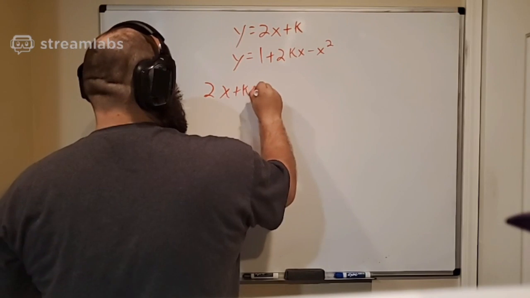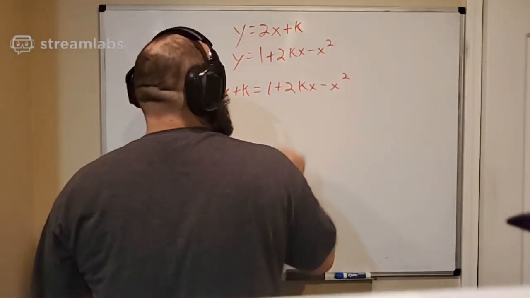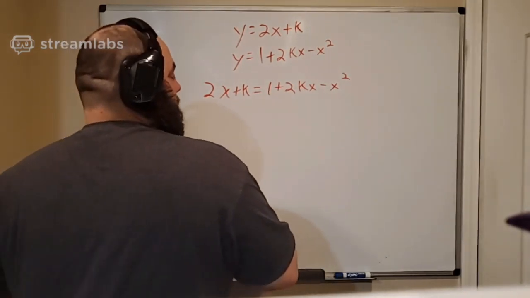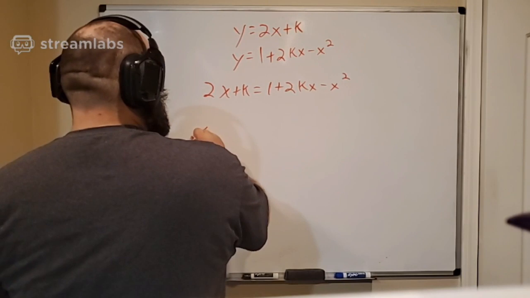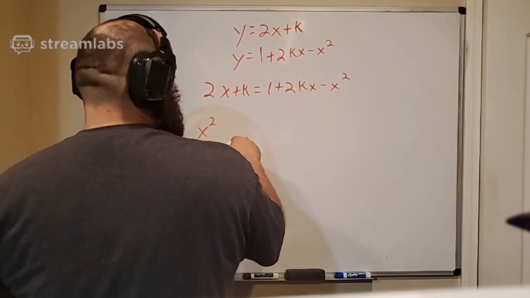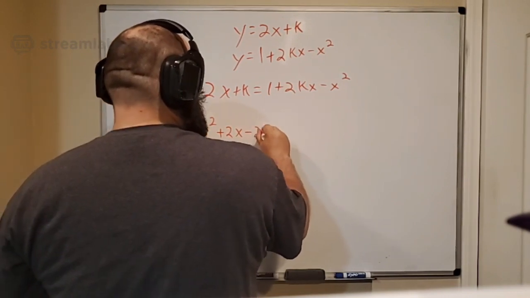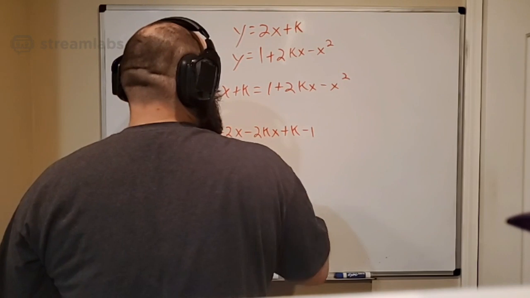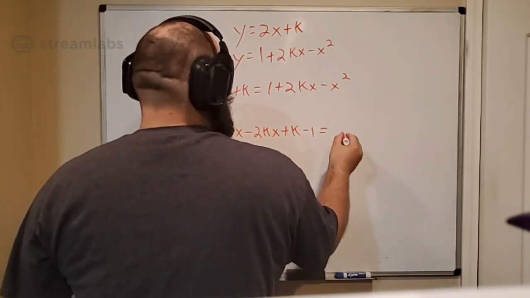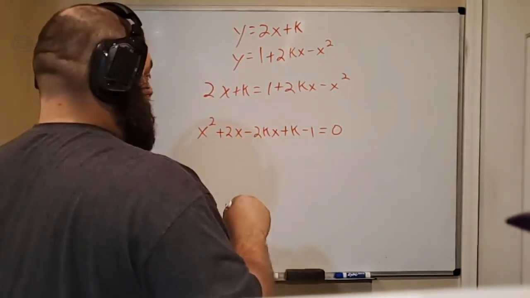So this is almost identical to the problem we just did, to be honest. Get x squared, I'm going to make it positive, so I'm going to move everything over here. So x squared plus 2x minus 2kx plus k minus 1 equals 0. Yeah, we're going to factor. Why is it, these are a pain in the butt. I hate doing these sometimes.